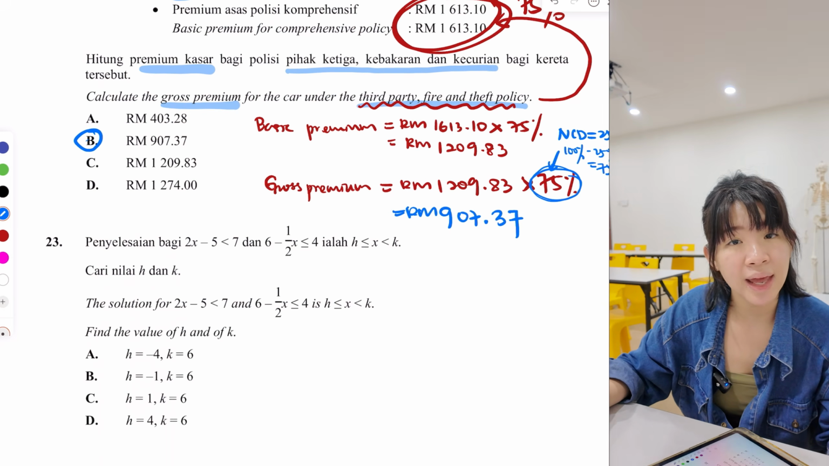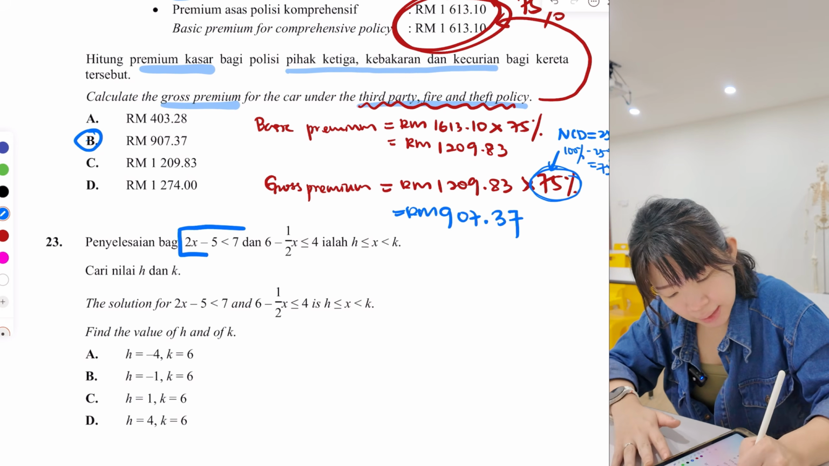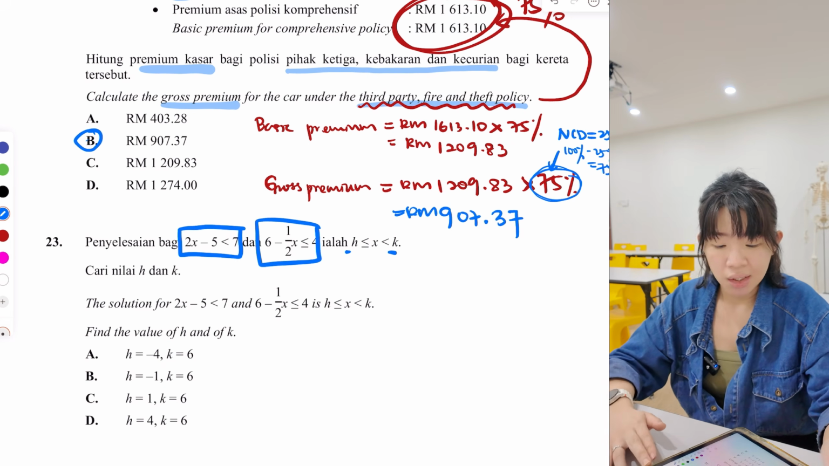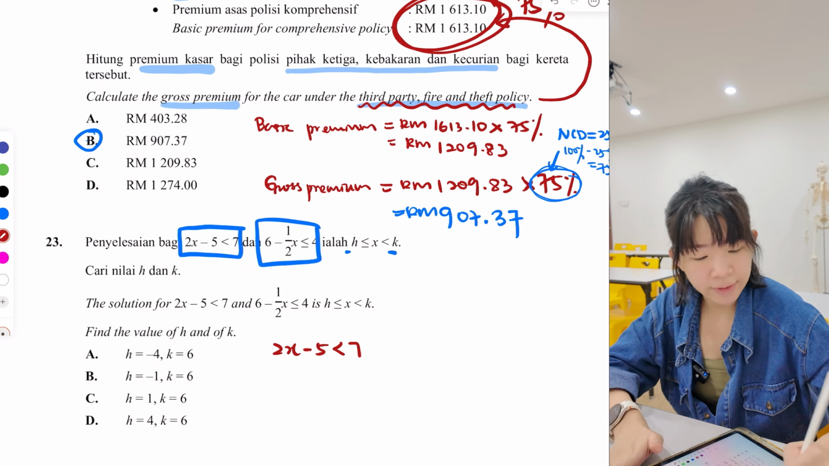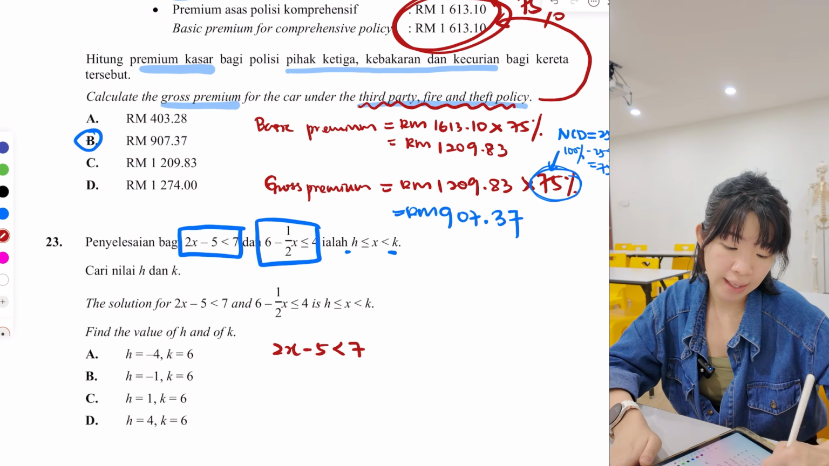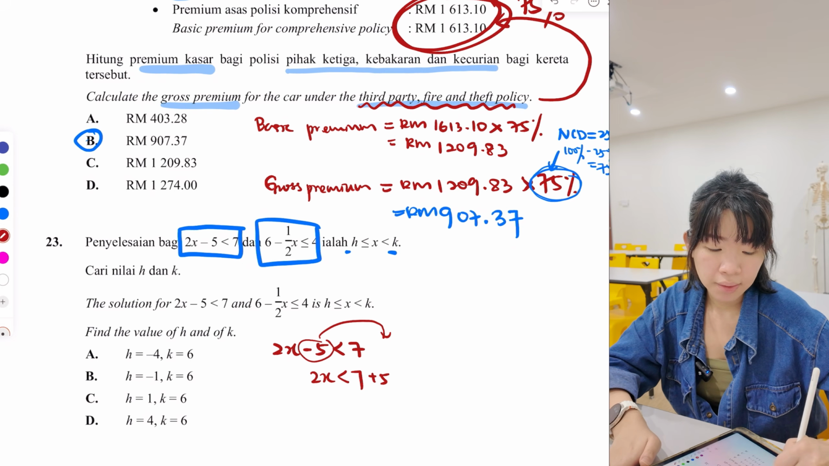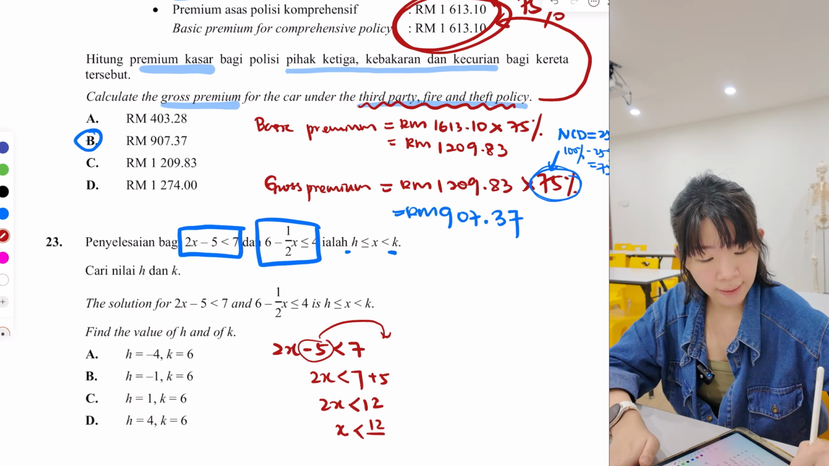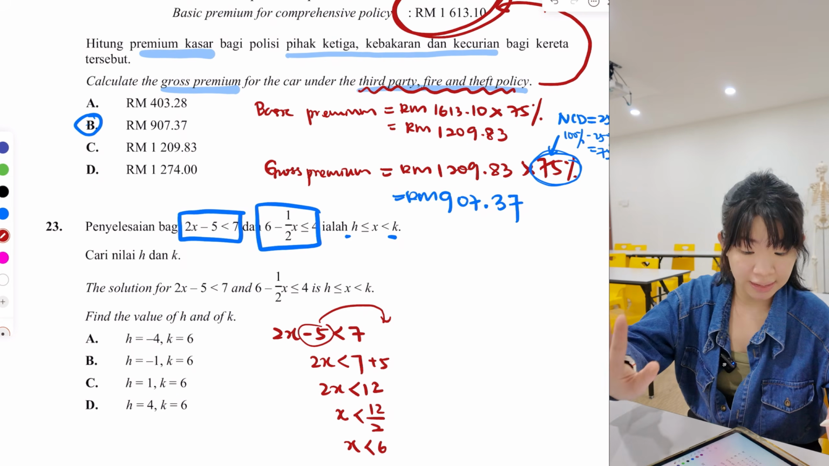Okay, now let's look at 23. Here they give us two inequalities and we need to find what is H and what is K. The first one first: 2x minus 5 less than 7. If I want to find x, we move negative 5 over. 2x less than 7 plus 5, 2x less than 12. So at the end, x less than 12 divided by 2, x less than 6. So this one, just leave it aside.